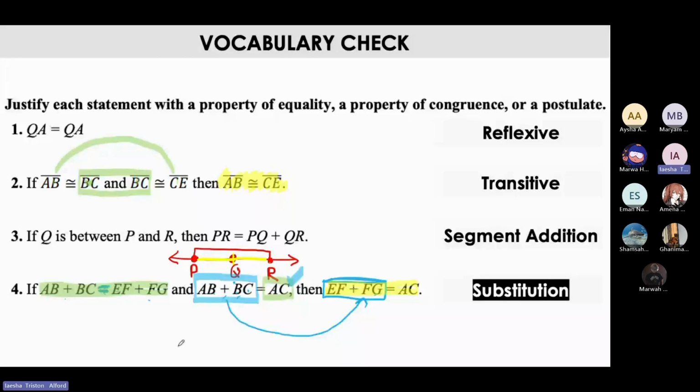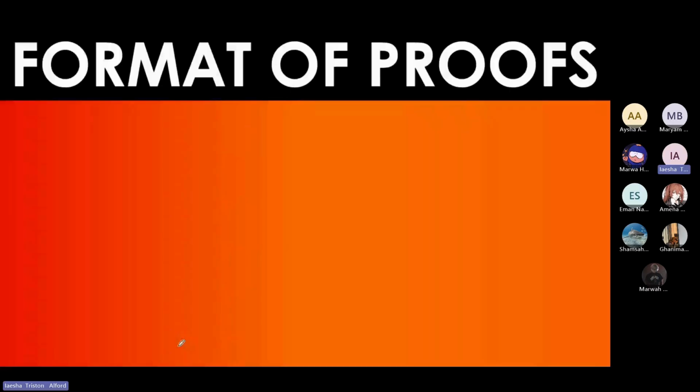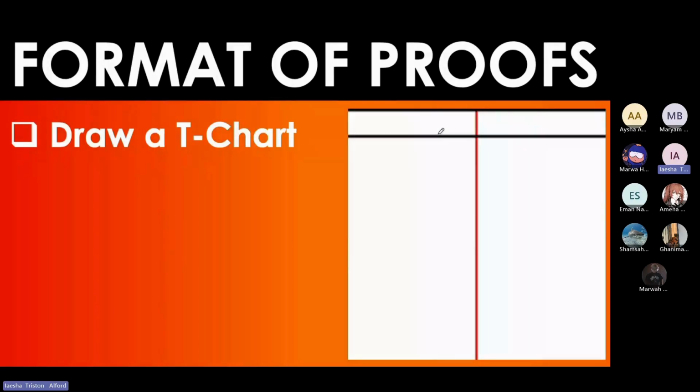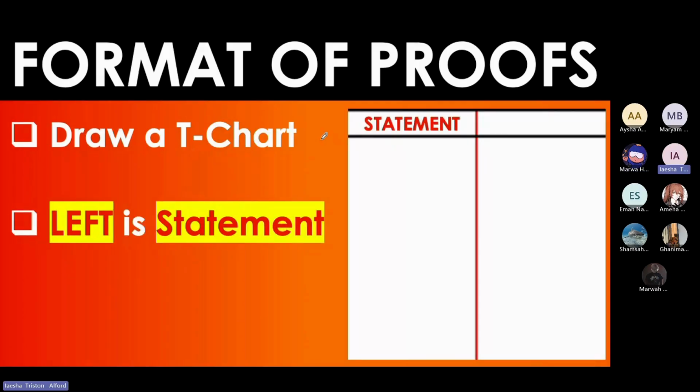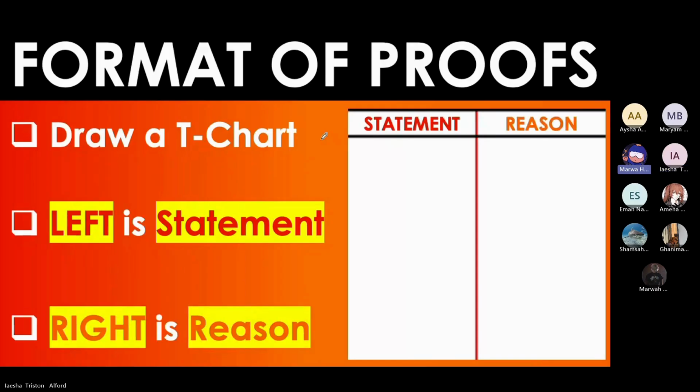So your exam is about the proof. Maybe they're going to give you the proof. Maybe you're going to have to start it from the beginning. If they ask you to write a proof, what is the first thing you're going to do? You're going to make the T-chart. So draw the T. What do you do after the T-chart? The left side is statement, and the right side is reason.